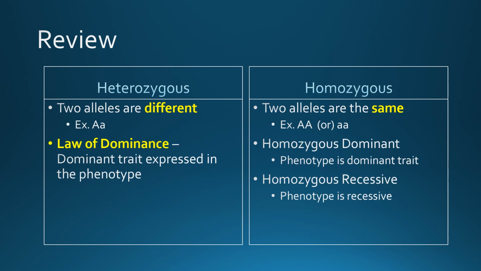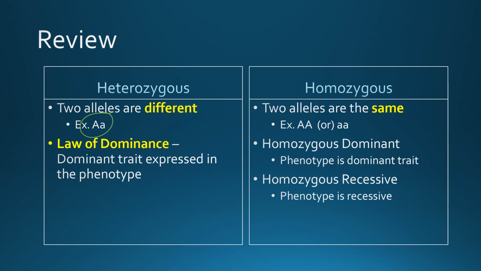All right, let's briefly review heterozygous versus homozygous. The prefix hetero means different. So in a genotype that is heterozygous, you are going to have two different alleles, capital A, lowercase a. The phenotype that is expressed will always be that dominant trait, and that has been proven by Gregor Mendel's law of dominance, going back to our basics of genetics video.